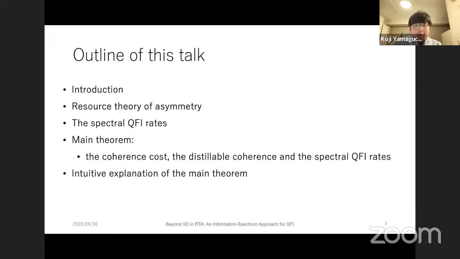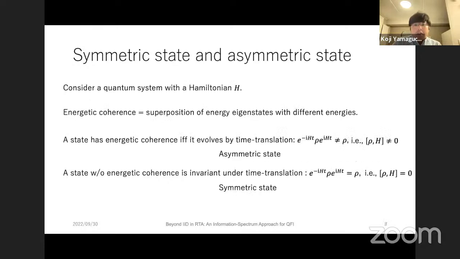And finally, I will provide an intuitive explanation of this result. Okay, so let us begin by identifying states with and without energetic coherence. Consider a system with a Hamiltonian H. And as I have mentioned, the energetic coherence is a superposition of energy eigenstates with different energies. And therefore, a state has energetic coherence if and only if it evolves by time evolution generated by the Hamiltonian.